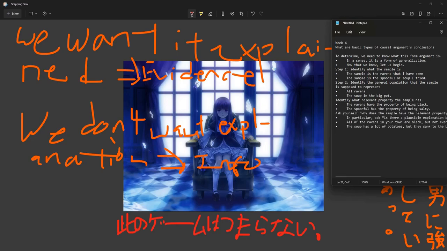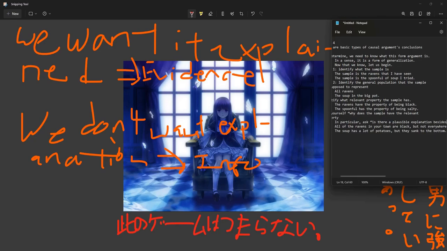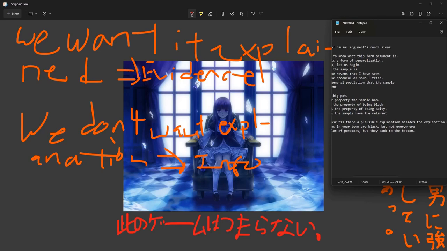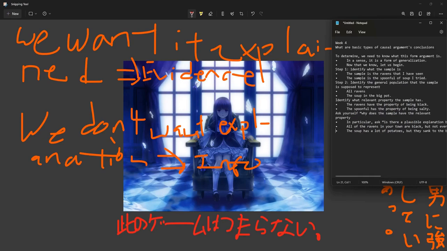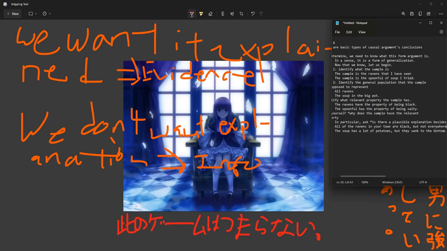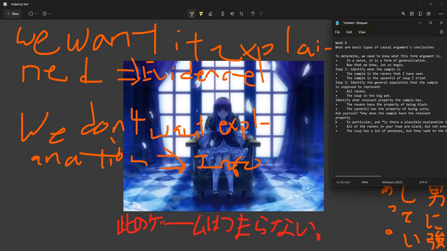Then we ask ourselves, why do we have the relevant property? In particular, we ask, is there a plausible explanation besides the explanation that the general population also has the property? All the ravens in the tower are black, but not everywhere. The soup has a lot of potatoes, but they sank to the bottom. Therefore, the spoonful was salty rather than savory, or something along those lines, okay?